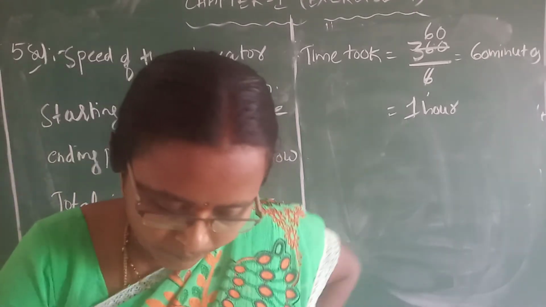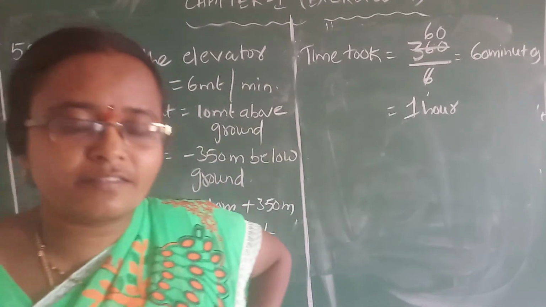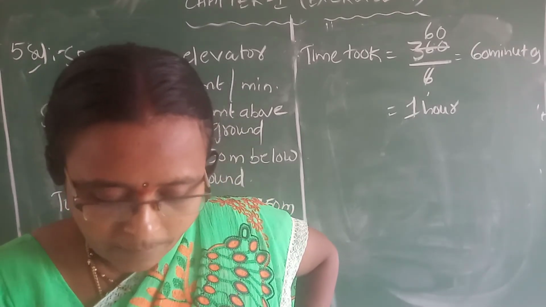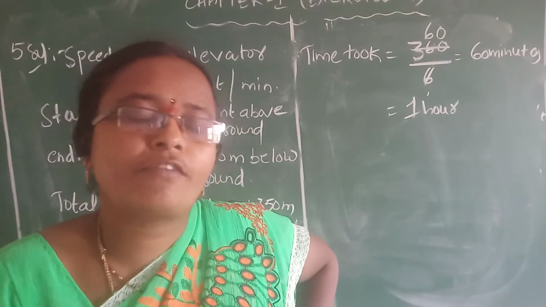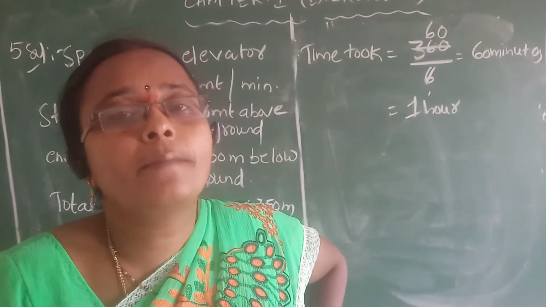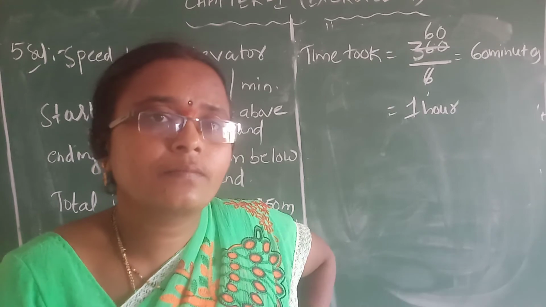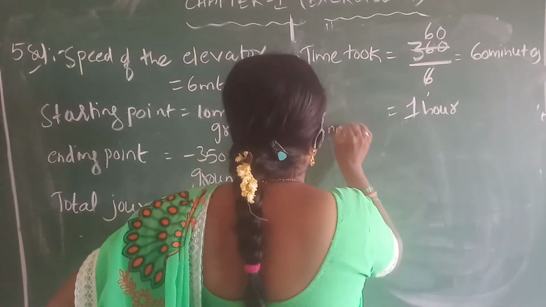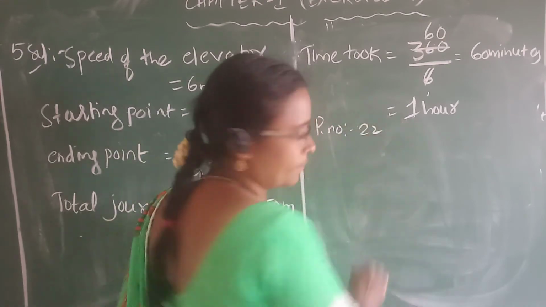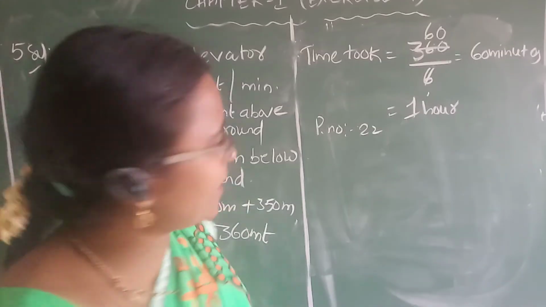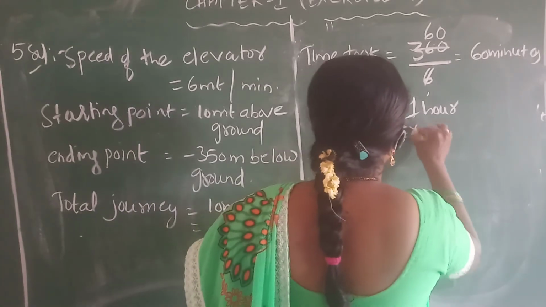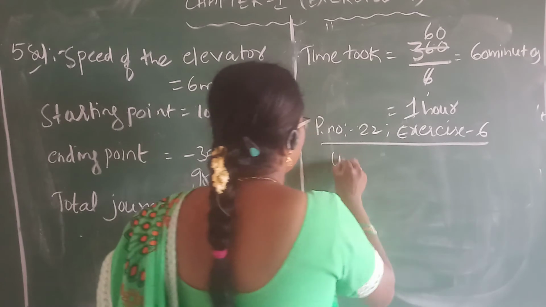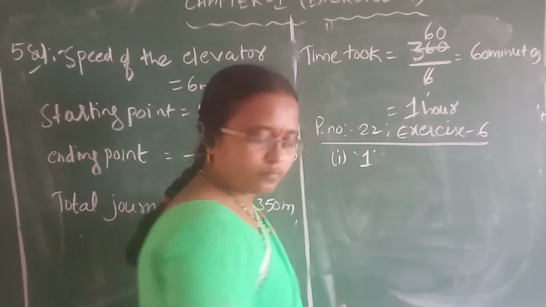Okay students, by this the first chapter is finished, and in Exercise 6 on page number 22, I missed the fill in the blanks. Just look at it here. First one: minus 25 divided by dash is equal to 25. What should divide minus 25 to get 25? It is nothing but minus 1. Page number 22, Exercise 6. The first one's solution is minus 1.